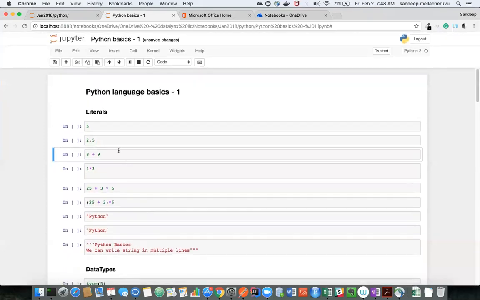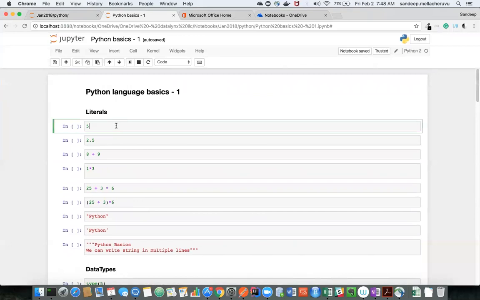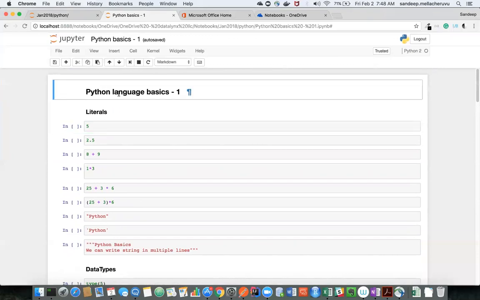Let's see how Python works first for now. Then during the process we'll learn how Jupyter works as well. Is that fine?